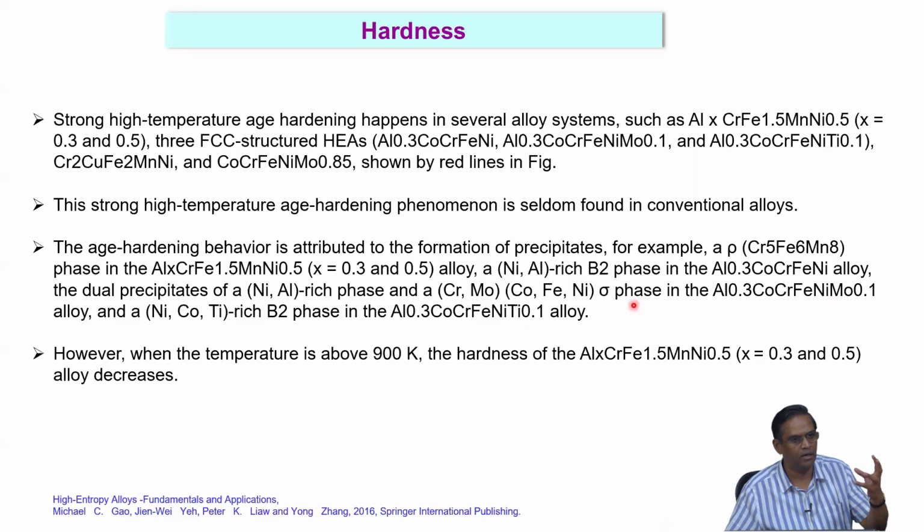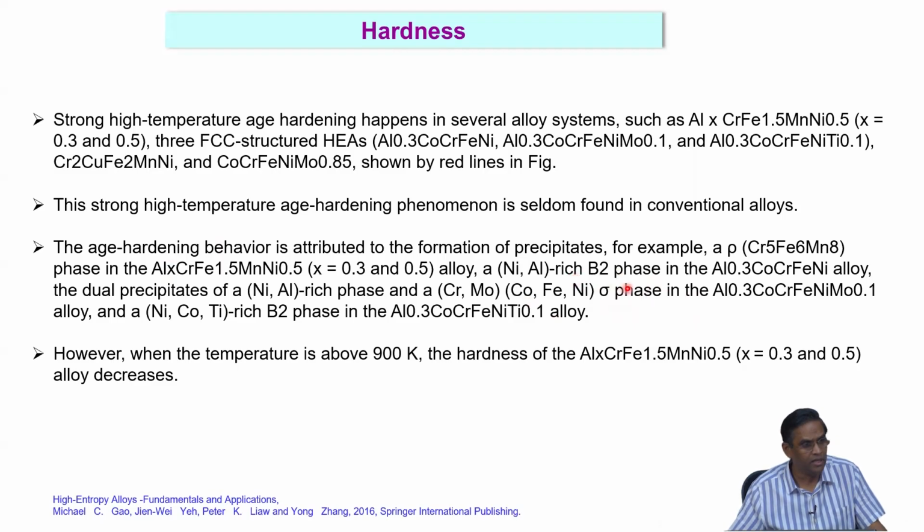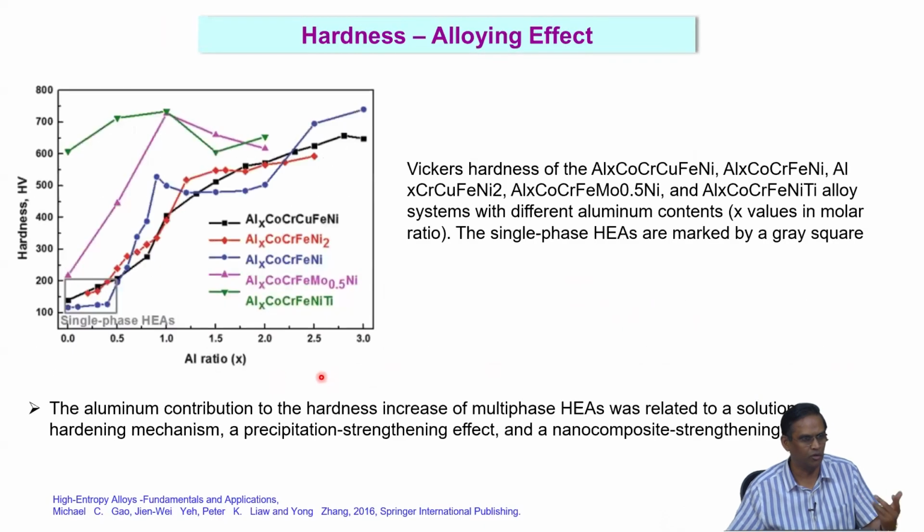These are all very strong high temperature phases. They form at a very high temperature and then they contribute significantly to the hardness. These are all basically intermetallic, very strong intermetallics. They form at very high temperature. However, when the temperature is above 900 Kelvin, the hardness of these alloys decreases because of thermal softening. That is well known. How about alloying effects on the hardness?